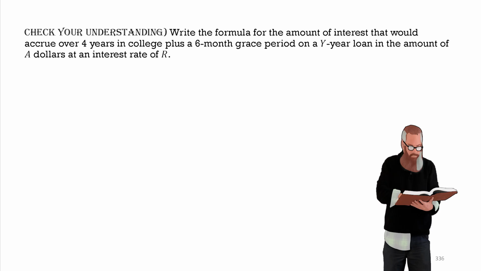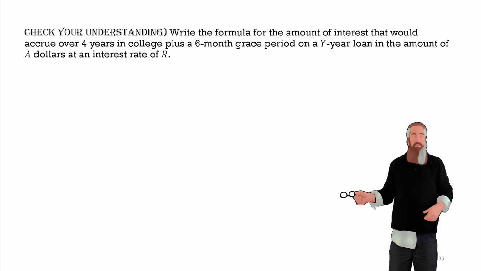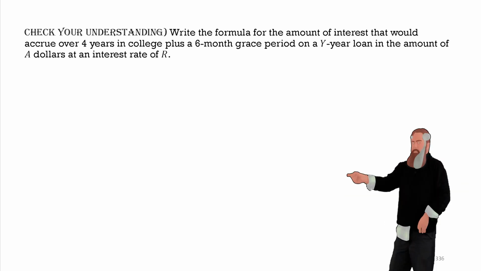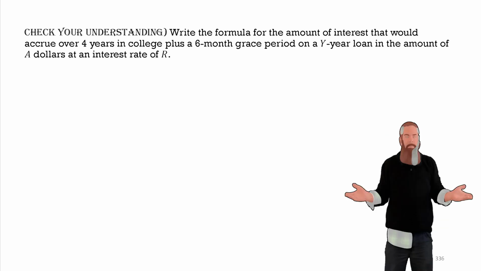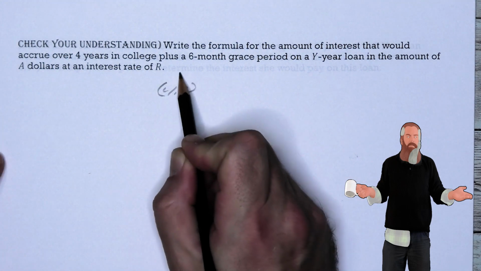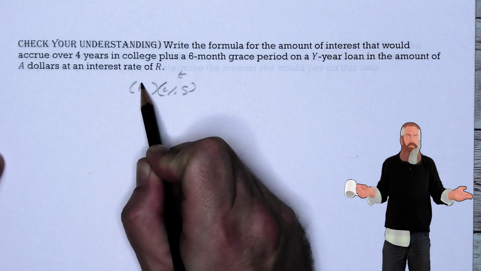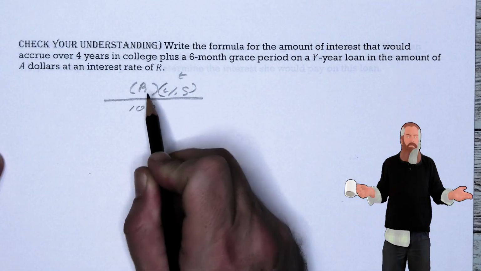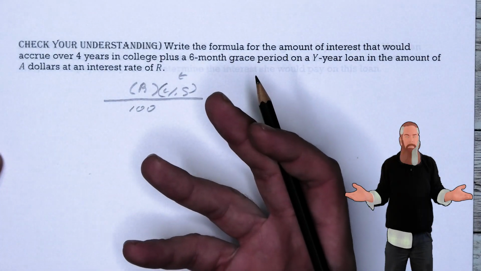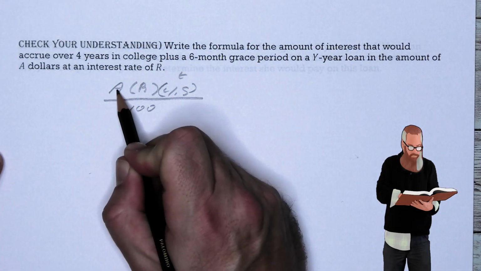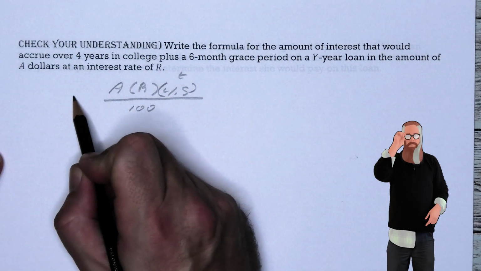Write a formula for the amount of interest that would accrue over 4 years in college plus a 6-month grace period on a Y-year loan in the amount of A dollars at an interest rate of R. We know that the time period is 4.5. We don't exactly know what the rate is, so we'll just call that R and divide everything by 100. This will allow whatever percent number to be turned into a decimal. And this is multiplied by the amount of dollars borrowed, which is A.